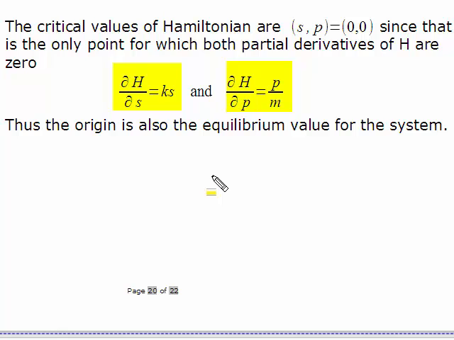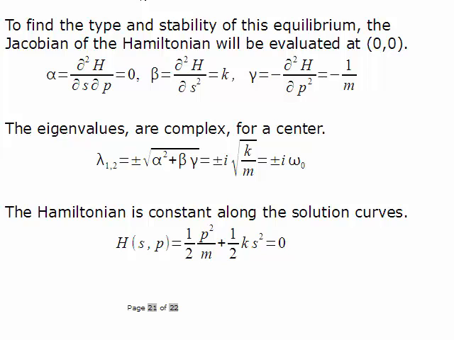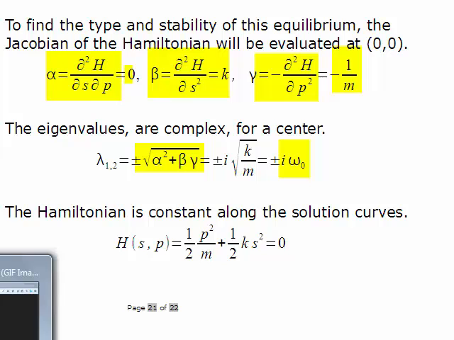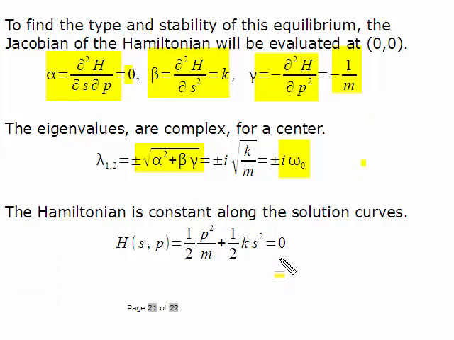Now we'll move on using the techniques of the previous lectures to find out how the system is behaving at this equilibrium point. So we're going to go back here and find that alpha, beta, and gamma. Alpha was the mixed partial derivative of H, which conveniently is 0, makes it easy. Beta, the second partial with respect to the first variable s, is k. Gamma, the second partial with respect to the second variable, which is p, and remember to make that negative, we end up with -1/m. We can plug into our little equation here for the eigenvalues, and we get a purely imaginary result. This is a center. Okay, the Hamiltonian is constant along solution curves. There should be a C.